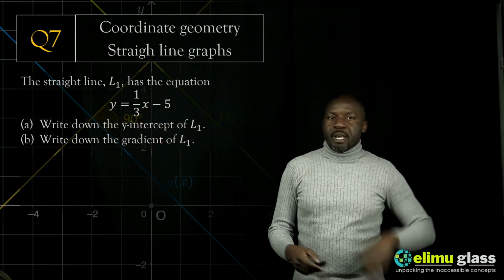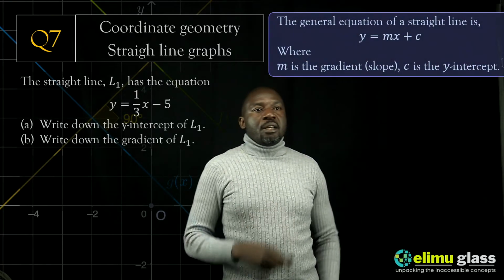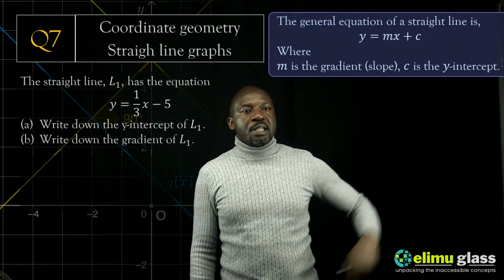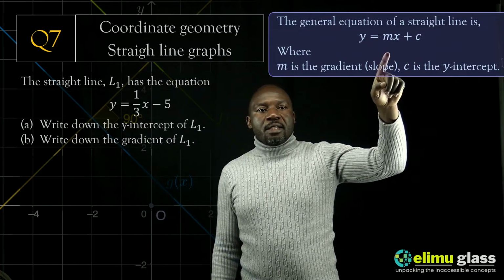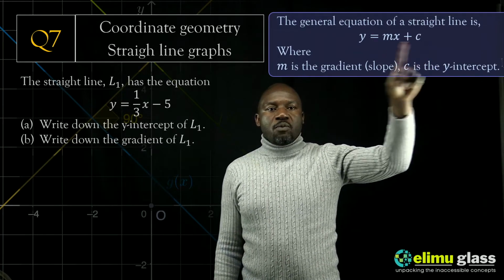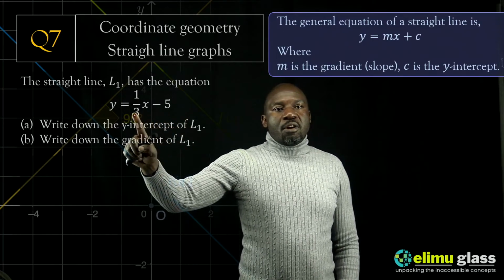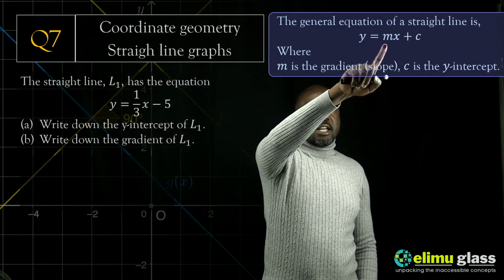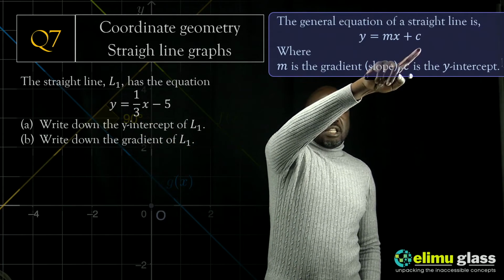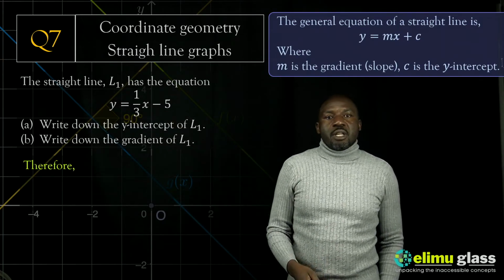And what do we need to remember here? What we need to remember is that the general equation of a straight line is given by y is mx plus c, where m there is the gradient and c is the y-intercept. So if we compare that with our equation here, we can straight away see that the coefficient of x is the gradient, that's a third, and the value of c is the y-intercept, which is -5 there.